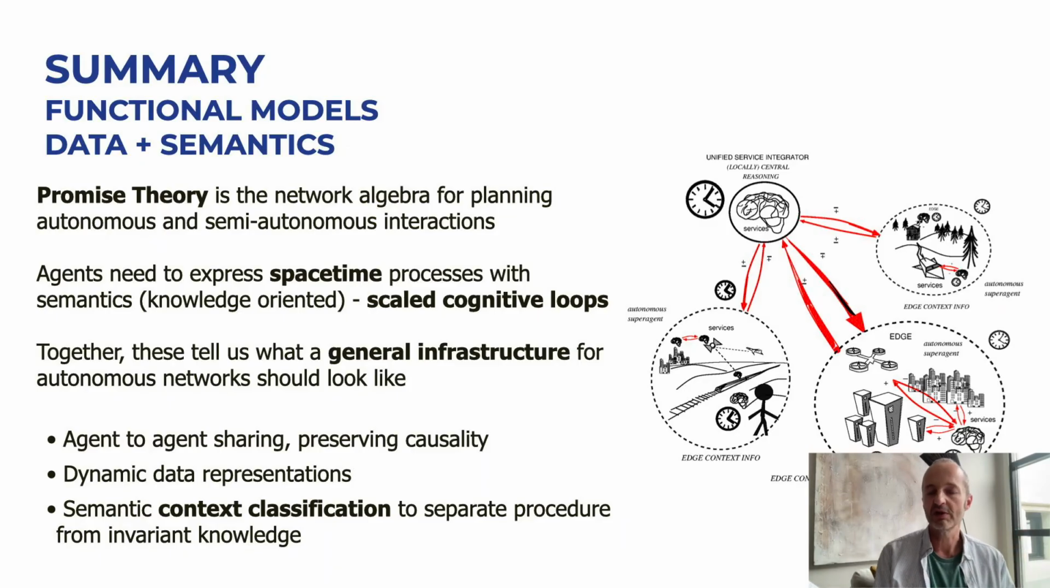So let me summarize really quickly. Promise theory is a network algebra for describing space and time. Agents express space-time ideas in the promises they make to one another, and this allows us to build these scaled cognitive loops, these red arrows in the picture. Agents learning from one another and sharing together. We can build a general infrastructure to support this, starting with autonomous agents and then working together to aggregate a cone of causality.